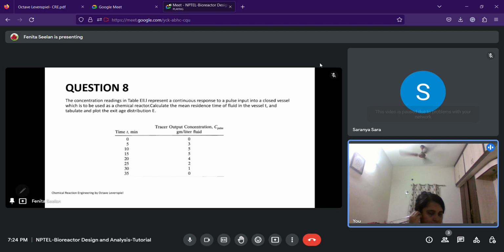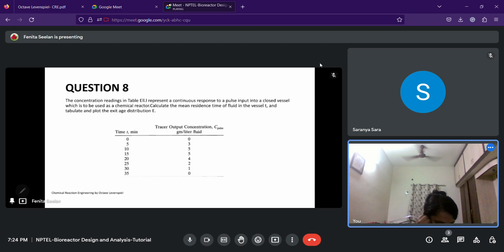So we have the last question, which is a very simple basic question. You were given concentration readings as a continuous response to a pulse input into a closed vessel, which is to be used as a chemical reactor. So you are asked to calculate the mean residence time of fluid in the vessel t and to tabulate and plot the exit age distribution E.